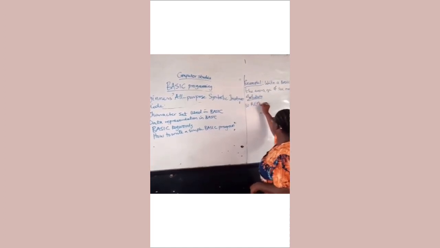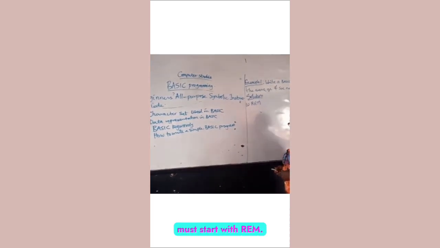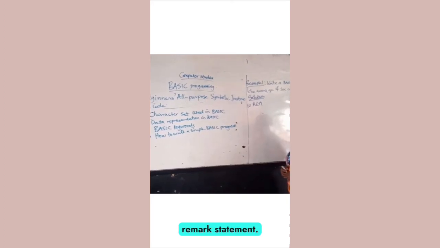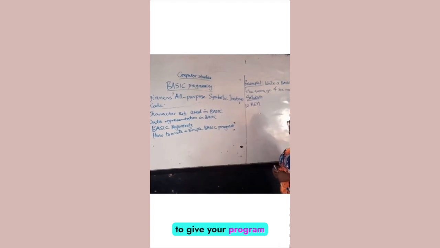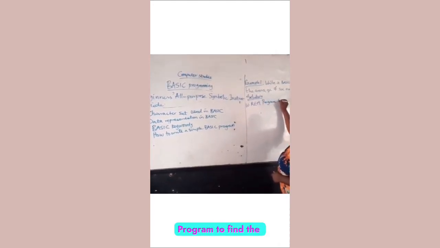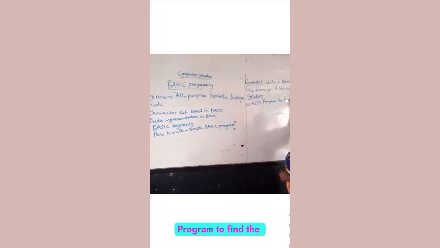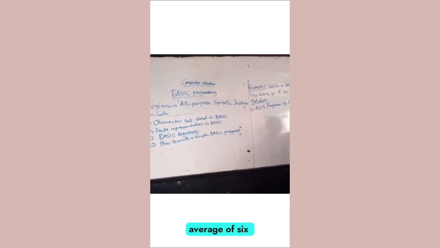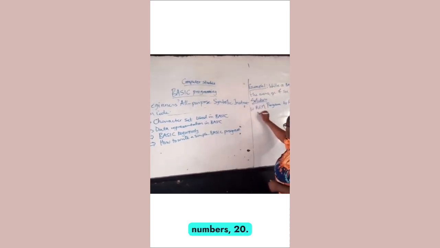REM. All BASIC programs must start with REM. Like I said earlier on, REM is the remark statement. It's used for heading, to give your program a heading. REM, program to find the average of 6 numbers.